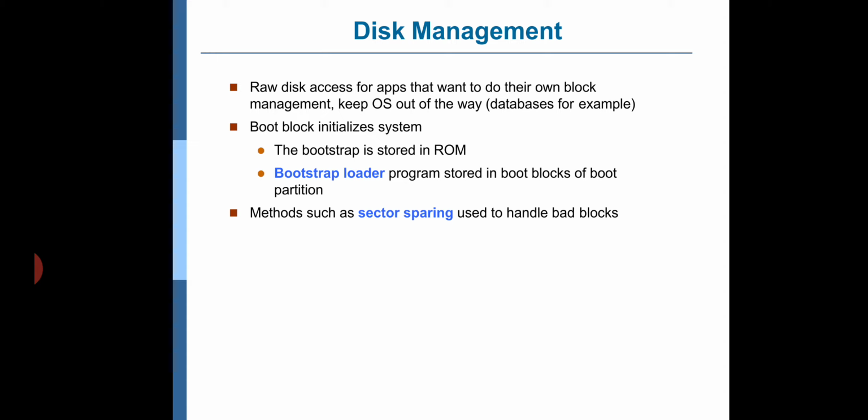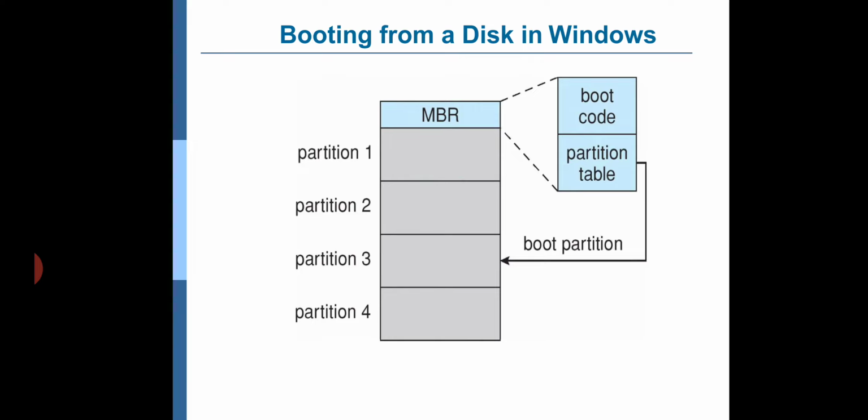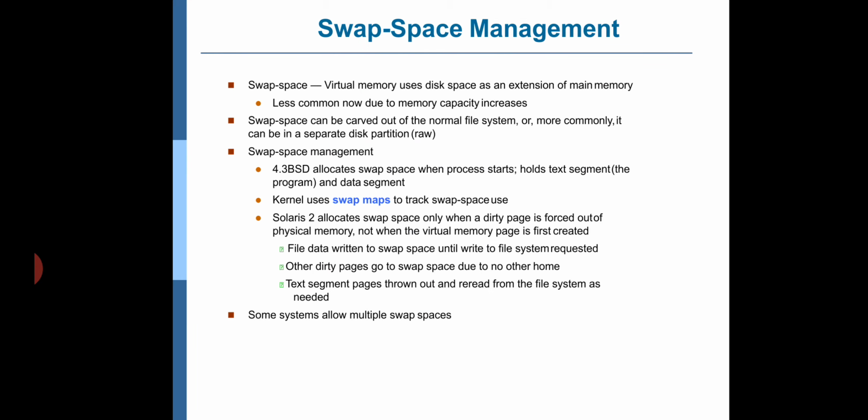Boot block: initially the bootstrap is stored in ROM. The bootstrap loader is a program stored in the boot block partition. Methods such as sector sparing are used to handle bad blocks. The boot block disk contains the MBR. Once it is loaded, the data is automatically partitioned and stored in the address, memory, and buffer.